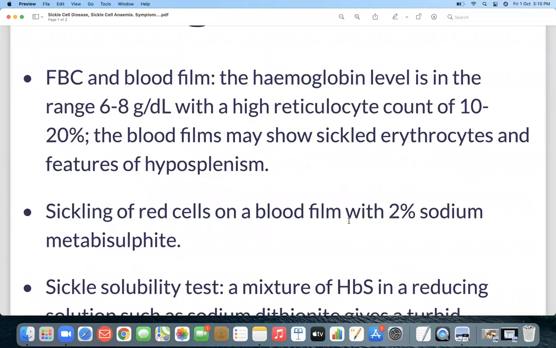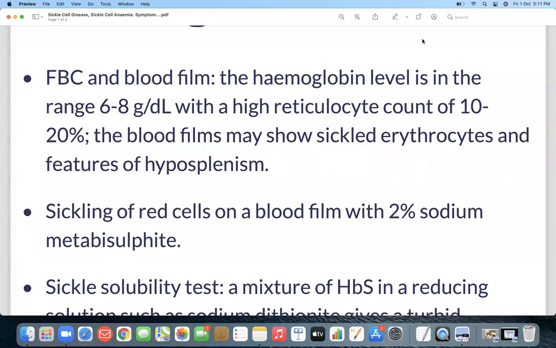Okay, what are the features of hyposplenism in blood film? What do you see usually? Damaged red cells, right? Hyposplenism, Howell-Jolly bodies. I don't think it is called like that. Howell-Jolly bodies? Yeah, Howell-Jolly bodies we are seeing for that. Okay, yes, Howell-Jolly body. Yeah, or we call it Heinz bodies.